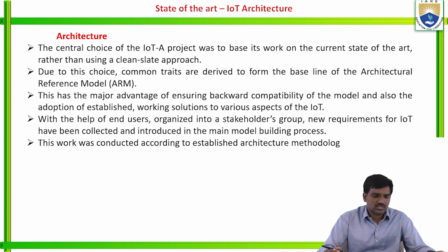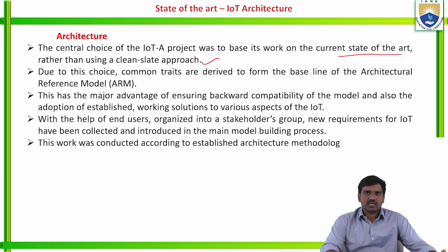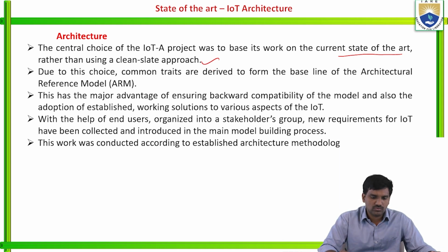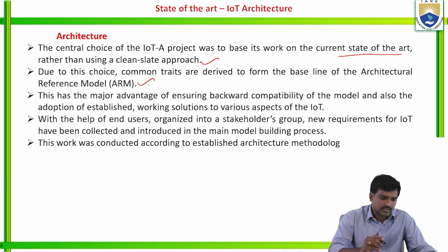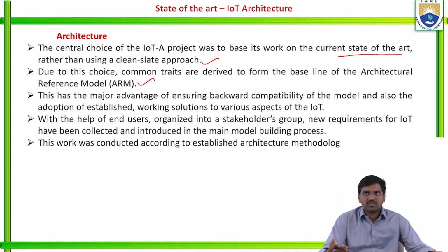Next, the architecture points. The central choice of the IoT architecture project was to base its work on the current state of the art rather than using a clean slate approach. That is the first point. Next, due to this choice, the common trends are derived to form the baseline of the architecture reference model. That is the second point. This has the major advantage of ensuring backward compatibility of the model, and also the adoption of established working solutions to various aspects of the IoT.